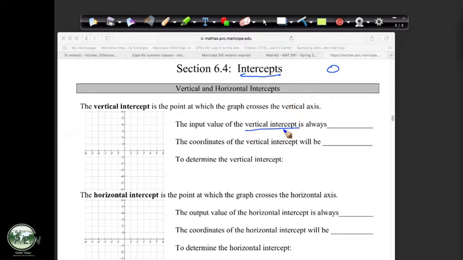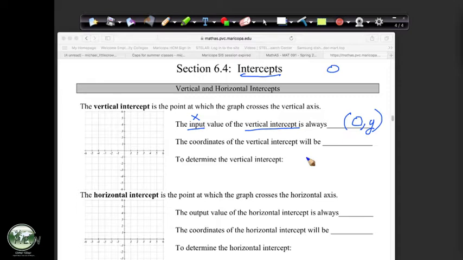A vertical intercept. The vertical intercept always has what? 0 for the x. They call it the input too. So x will always be 0. Once you understand this, this is all there is to a vertical intercept. It's got x equals 0. I'm going to put this as an ordered pair, (0, y). Every single vertical intercept you see in the world has x equals 0. Y can be anything because it's going to be along that vertical, but x will always be 0.